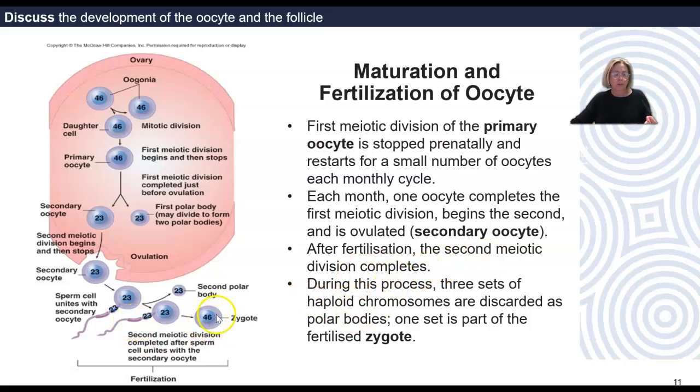Okay, and during this process, 3 sets of haploid chromosomes are discarded as polar bodies, and 1 set then is part of the fertilized zygote, which contains the diploid number of chromosomes, 23 from the sperm cell and 23 there from that secondary oocyte. And that diploid zygote is then going to undergo numerous rounds of mitosis to produce identical daughter cells, and eventually, the production of a new organism, and in this case, a human.